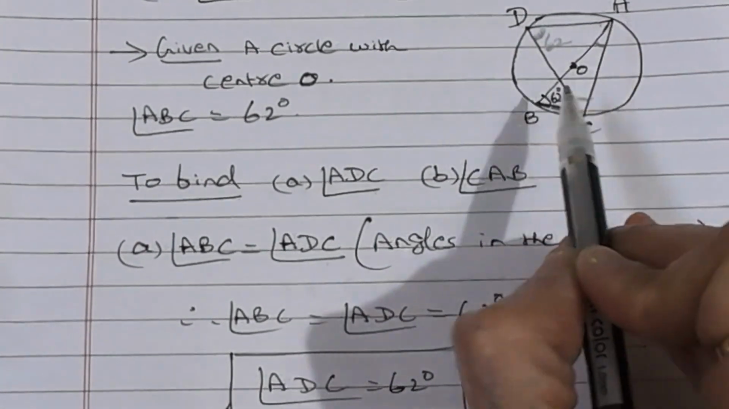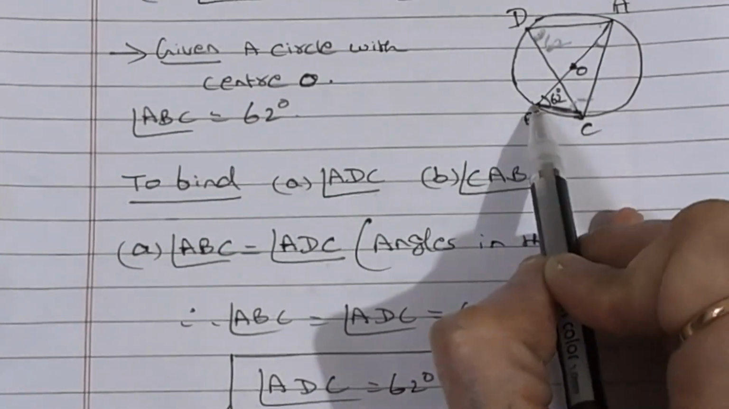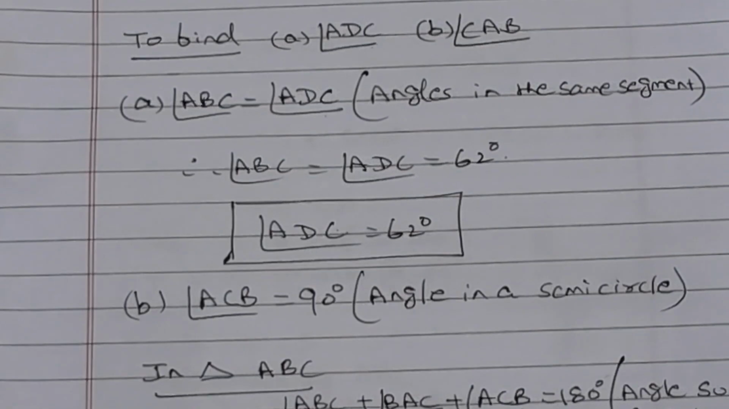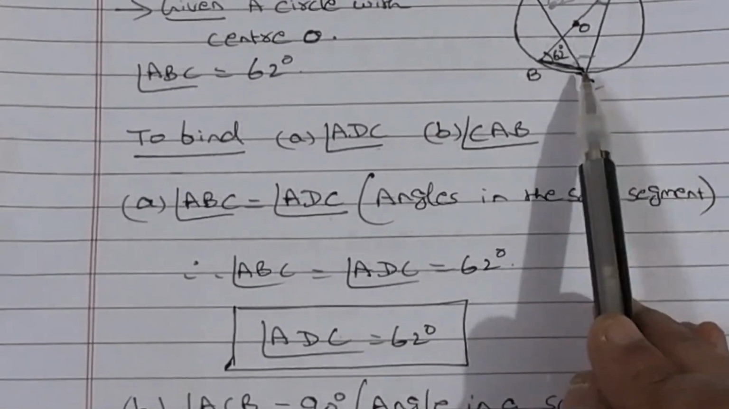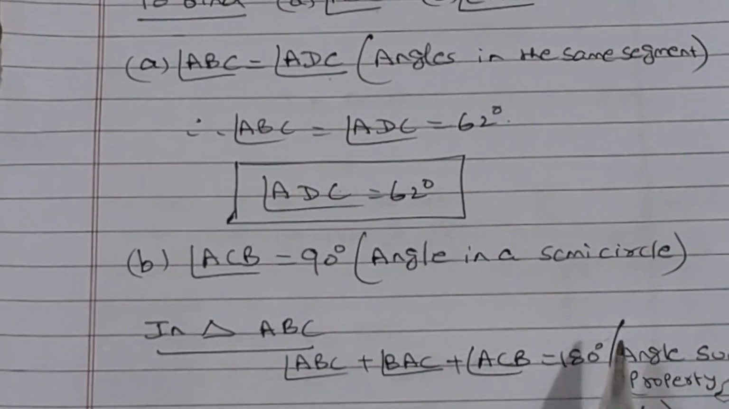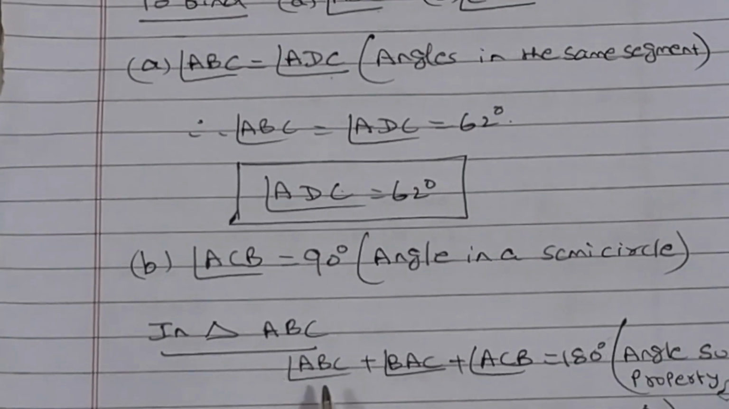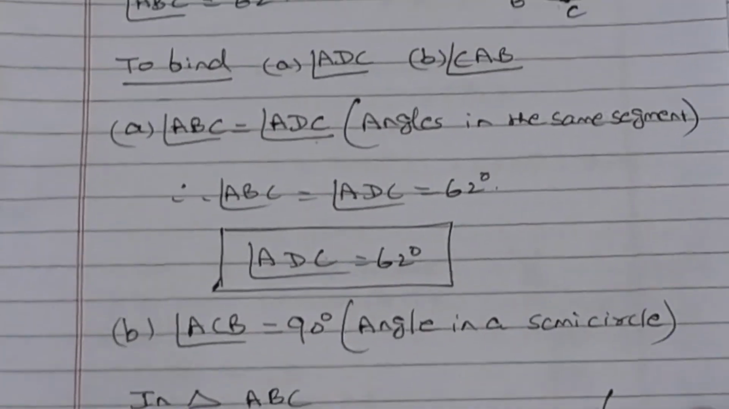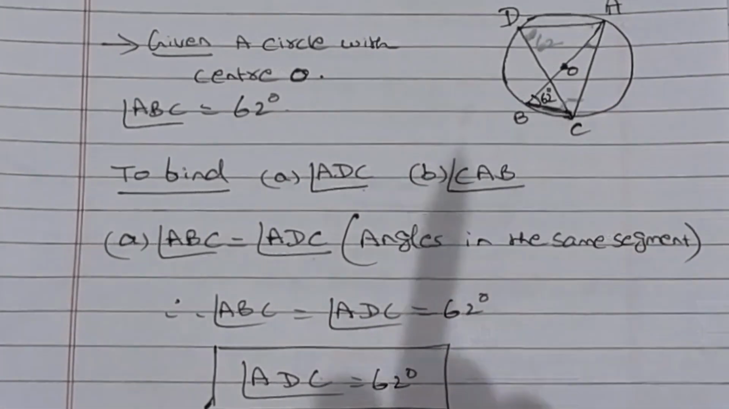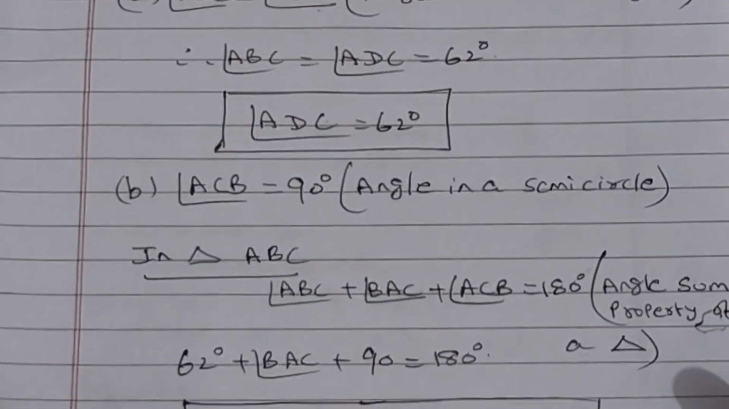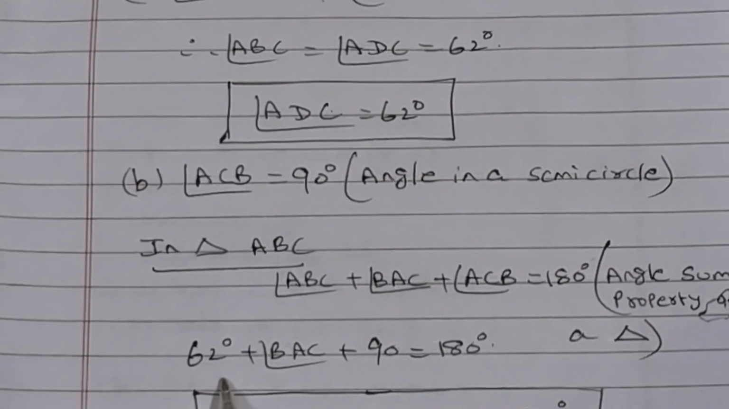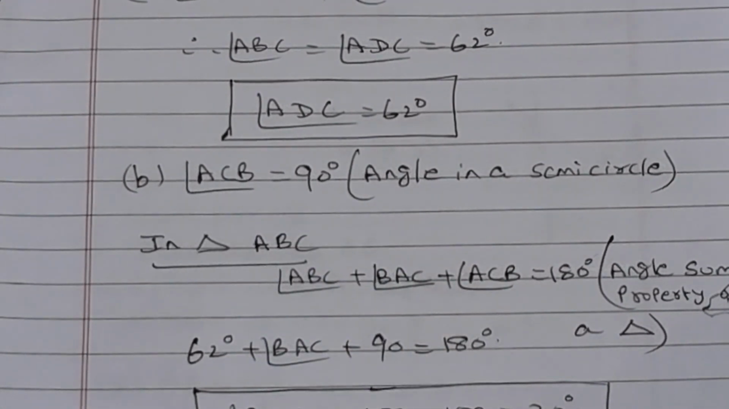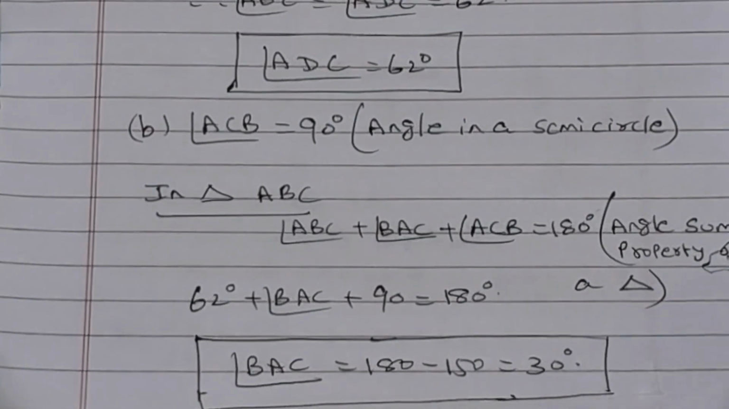Now in the triangle, you know this angle and this angle, so you can find BAC by using the angle sum property. So angle ACB is 90 degrees, reason: angle in a semicircle. Now in triangle ABC, angle ABC plus angle BAC plus angle ACB equals 180. Angle sum property of a triangle. Now ABC is 62, ACB is 90, so BAC comes out to be 28 degrees.